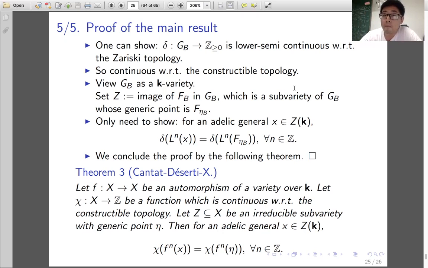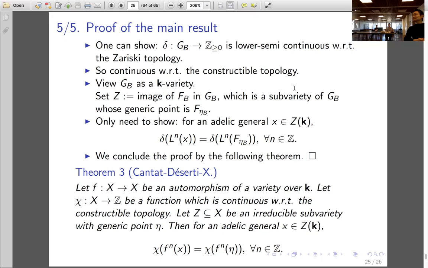I don't know, because I think the point is here we only care about the closed points, not the other scheme-theoretic points. That's the point of the adelic topology. So. All right. Okay.